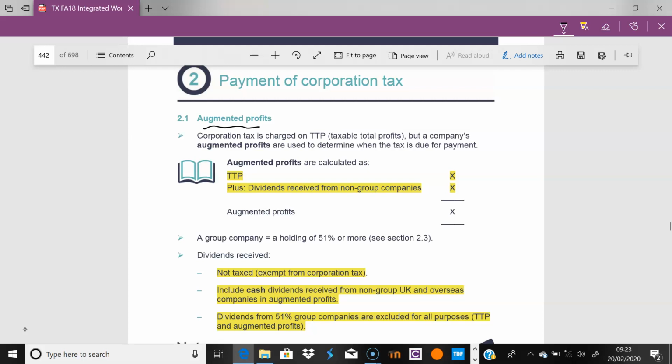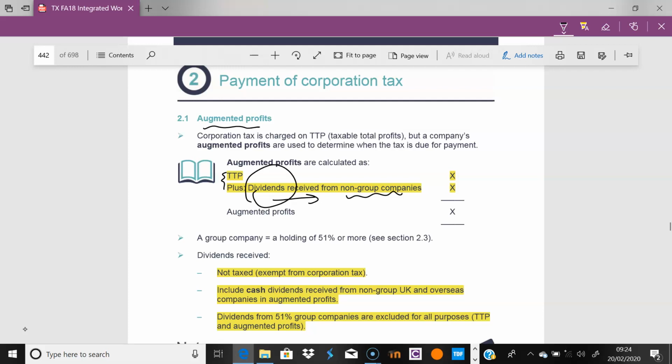Remember when I was teaching some time ago, I highlighted that we didn't re-tax dividends because technically before the dividends come to us, they've been taxed. So in effect, we don't tax them again, never. But this is dividends from non-group companies. What we need to do is include these dividends within our measurement to see whether we're within the band or whether we're a large company or not, to determine when we pay tax ultimately.